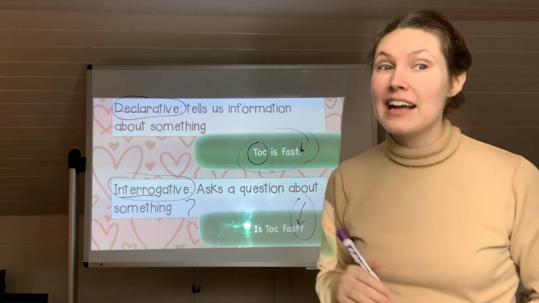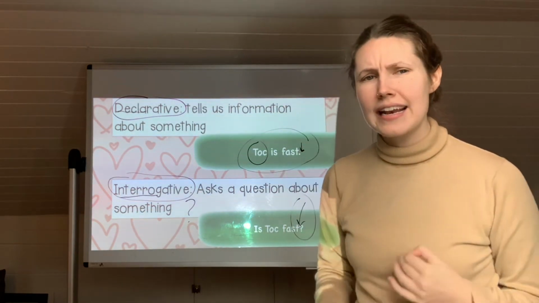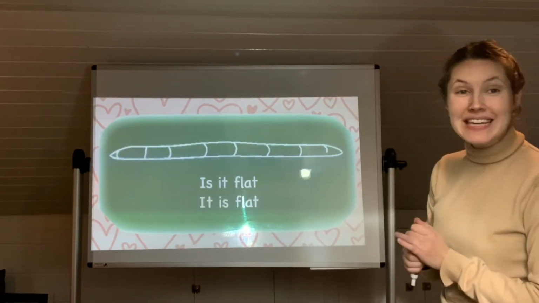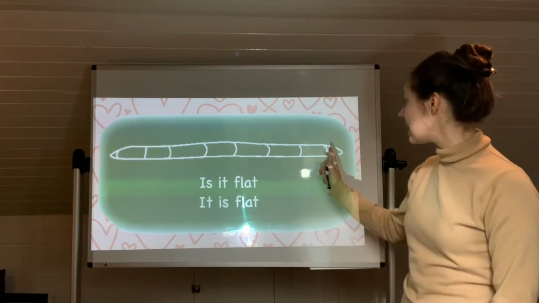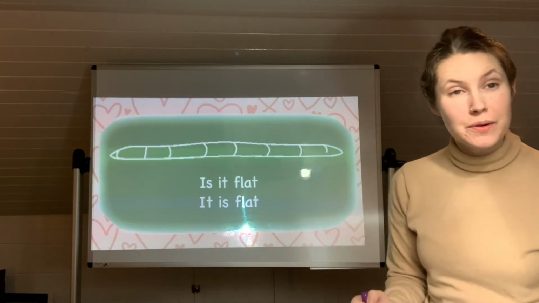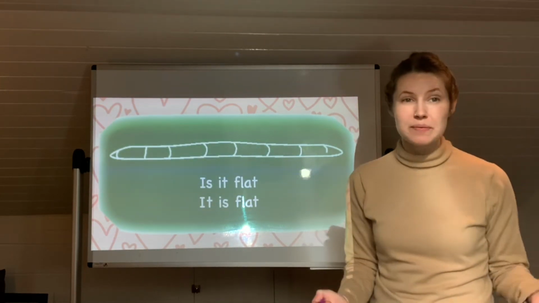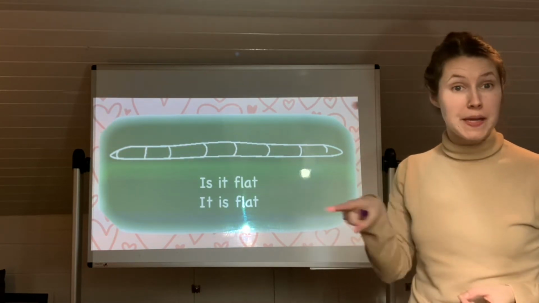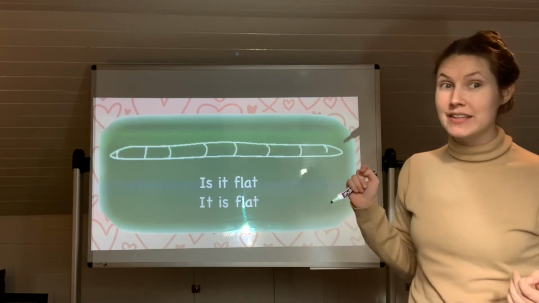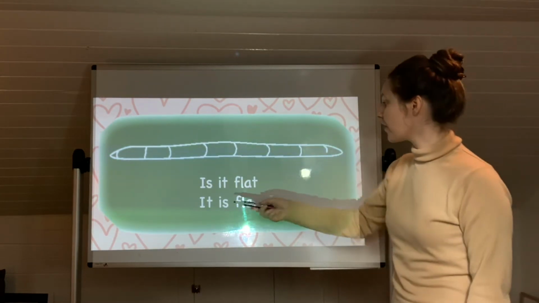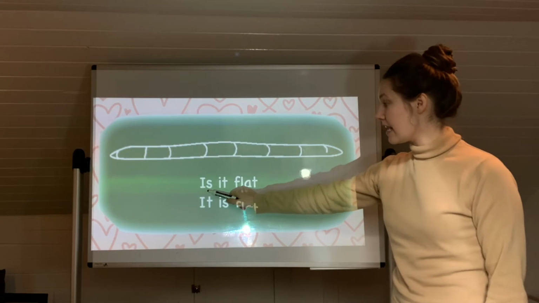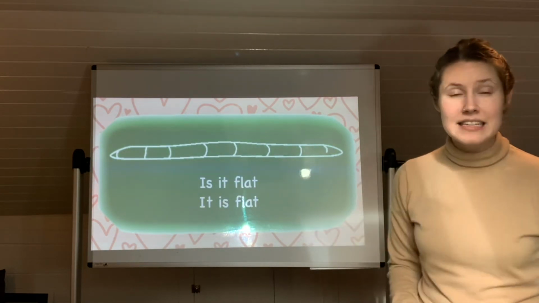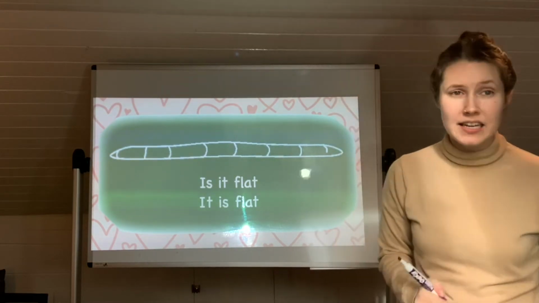We're going to look at two types of sentences now and decide, is it declarative or interrogative? All right, so these two sentences are both going to be about my worm. One of them is going to be declarative, one of them is going to be interrogative. We're going to need to put the correct punctuation, so either a period or a question mark for the type of sentence. Our first one says, is it flat? Is it flat? Is that telling us something or is that asking a question?